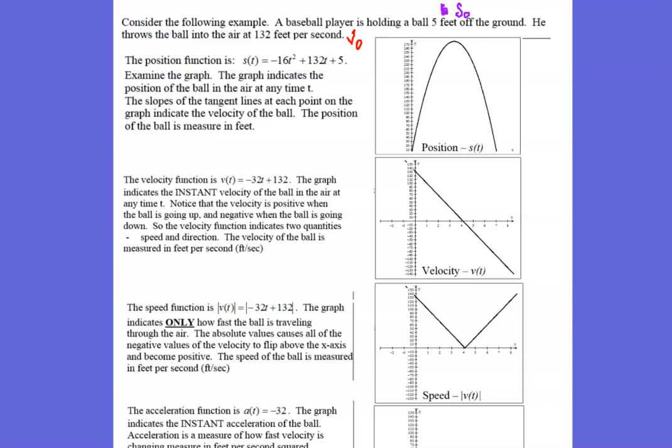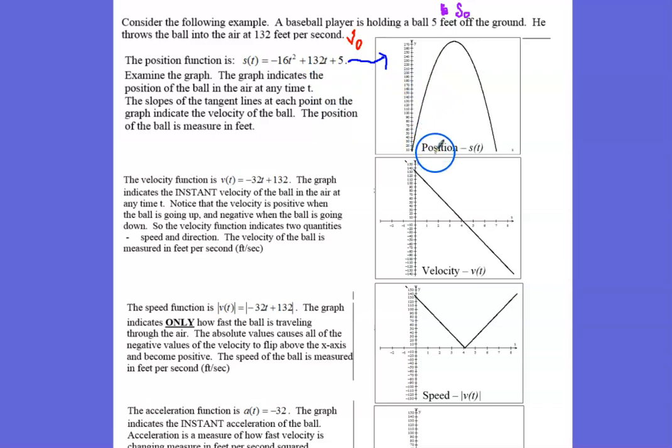The position function, as we talked about it on the other page, is negative 16t squared plus 132t, that's my initial velocity, plus 5, my initial height. This graph is already given right here, and notice it forms a parabola. Examine the graph. The graph indicates the position of the ball in the air at any time.